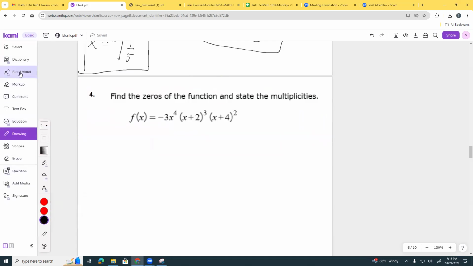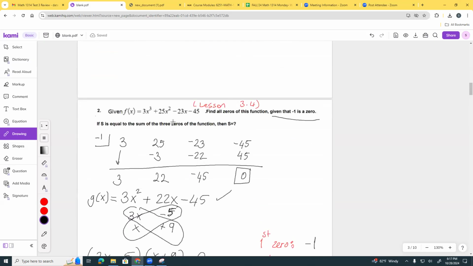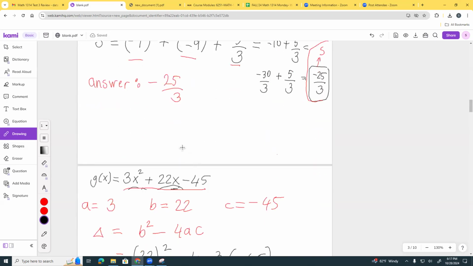All right, number 4 on the test. Find the zeros of this function and state the multiplicities. I like this question way too much. Why do you think I like it so much? Because this is different than question 2. In question 2, where we also had to find the zeros, -1 was given as a 0. What did we have to do? We had to divide, factor, and find the zeros, right?